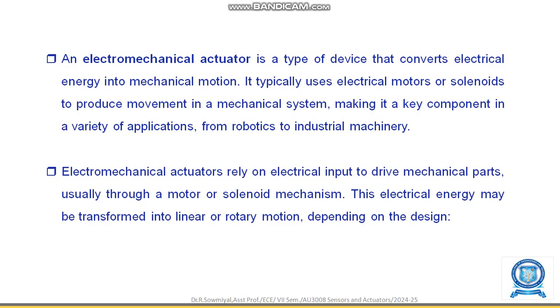An electromechanical actuator is a type of device that converts electrical energy into mechanical motion. It typically uses electrical motors or solenoids to produce movement in a mechanical system, making it a key component in a variety of applications, from robotics to industrial machinery. Electromechanical actuators rely on electrical input to drive mechanical parts, usually through a motor or solenoid mechanism. This electrical energy may be transformed into linear or rotary motion depending on the design.